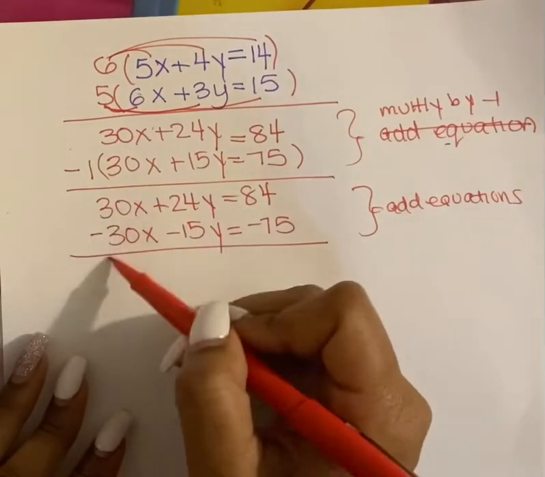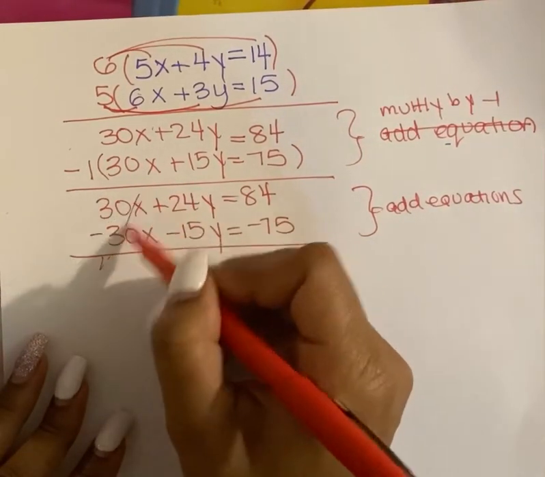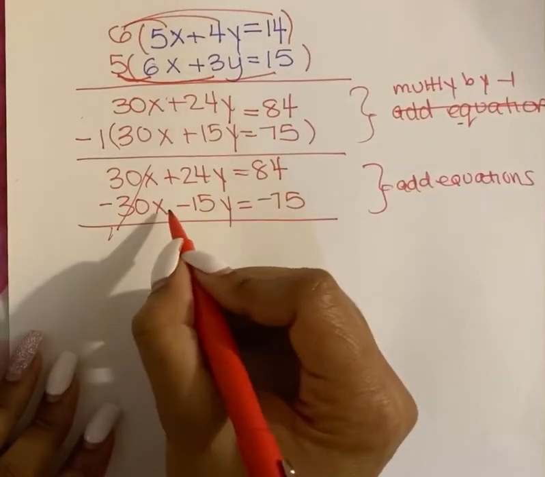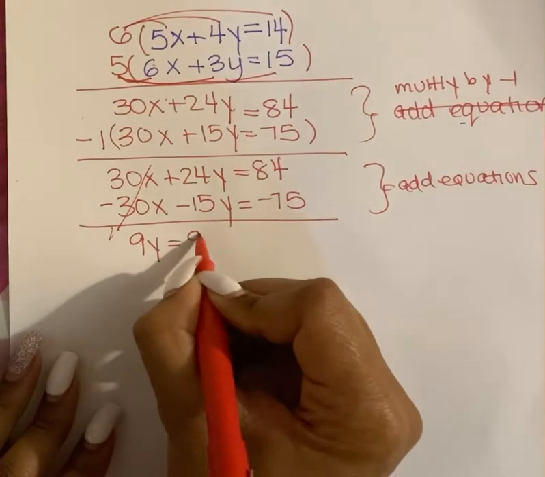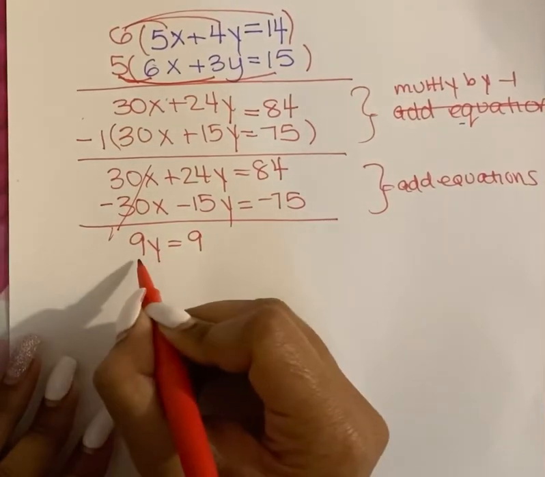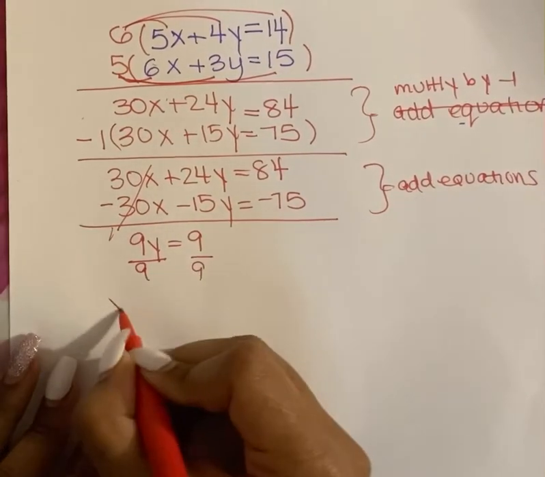So when I add them, these 30s will cancel out. Okay, so it ends up giving me 9y equals 9. And remember, you're solving for y, so I'm just going to divide by 9. So y is 1.